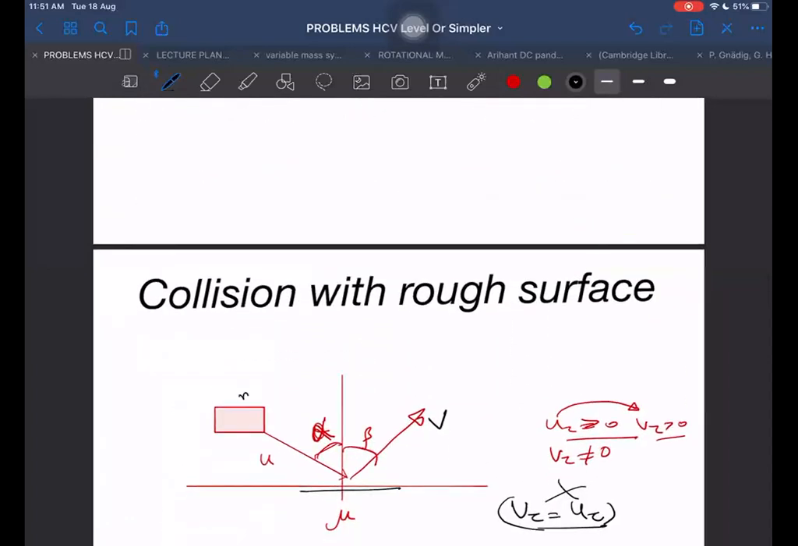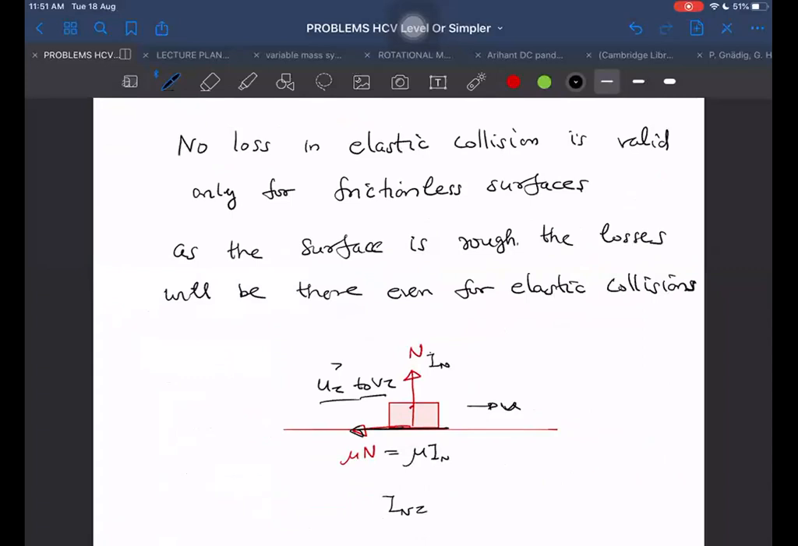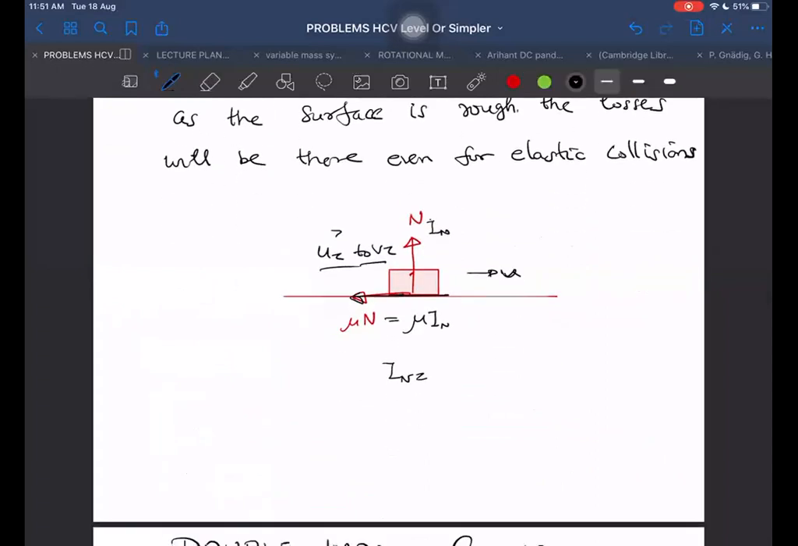And neglecting its mass, mu into u, otherwise relative. What mu? Why mu? Don't use related mu along the normal. No need to take mu. It is just one mass. There is the other mass in this, the collision with the ground.